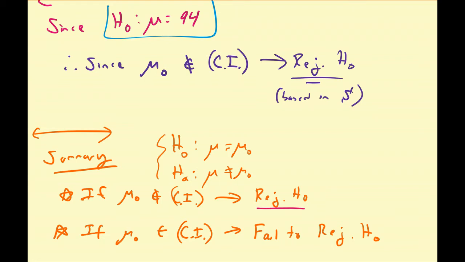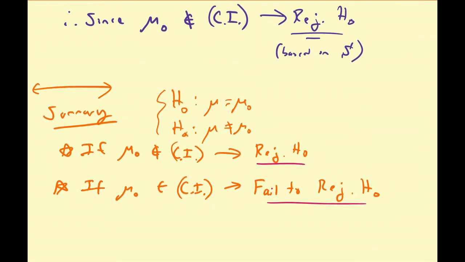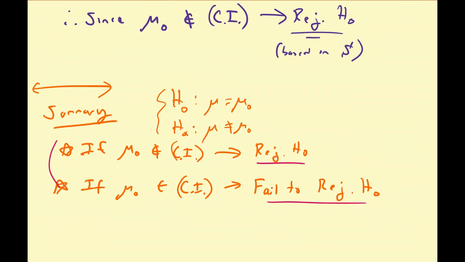And keep in mind, rejection does not mean that you actually think they're wrong, and failing to reject does not necessarily mean that you believe that they are correct. It's just what we can say based on this sample and this level of confidence. And that's pretty much how you go about conducting a hypothesis test if the standard deviation sigma is actually known.